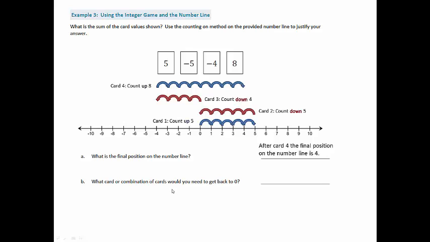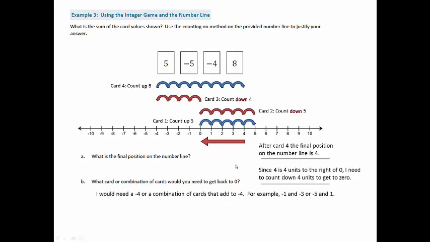And the last question, what card or combination of cards would you need to get back to 0? Well, if we're here at 4 and we need to get back to 0, there are 4 units. So we could use negative 4 as one of our numbers, or we could use a combination. For example, negative 1 and negative 3. So from 4, if we did negative 3 and negative 1, that would take us back to 0. Or we could do negative 5 and 1. Starting at 4, if we count down 5 and then count up 1, we would get back to 0. There are lots of other combinations that would get us back to 0.